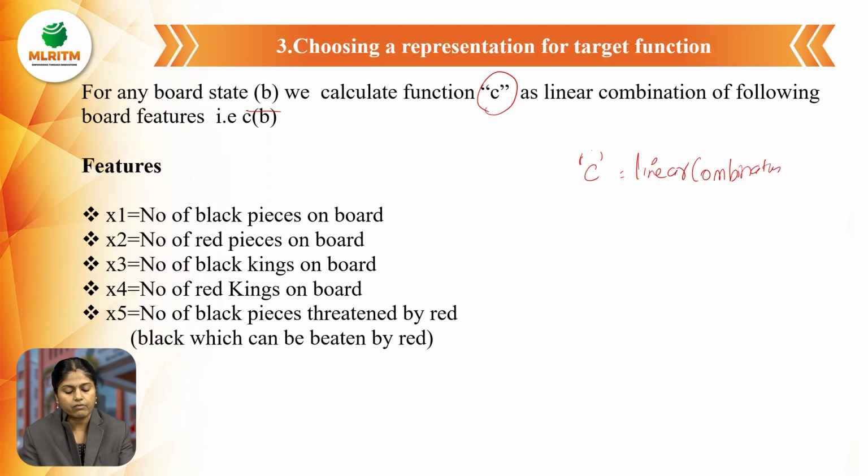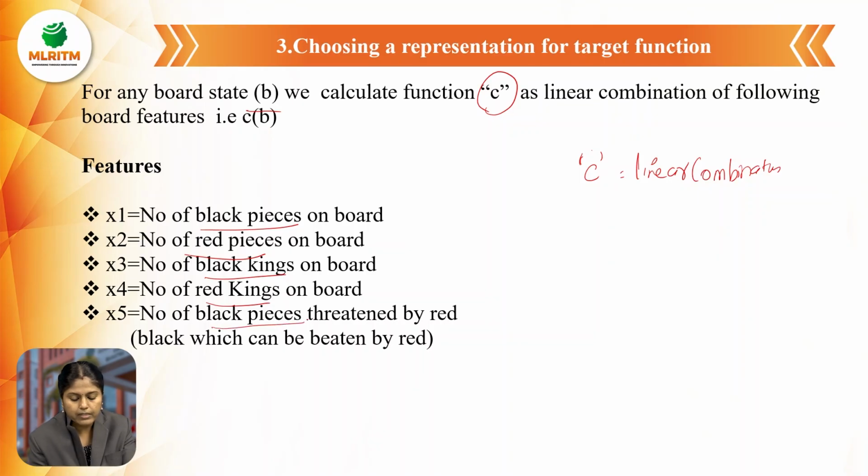The first feature is x1. We are taking the terms x1, x2, x3, x4, x5, where x1 is the number of black pieces on the board. In the final board state, these are the terms that we are using. What do we mean by x1? The number of black pieces on the board. What do we mean by x2? The number of red pieces on the board. What do we mean by x3? The number of black kings on the board. What do we mean by x4? The number of red kings on the board. What do we mean by x5?